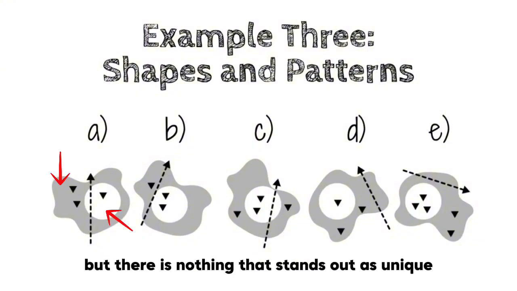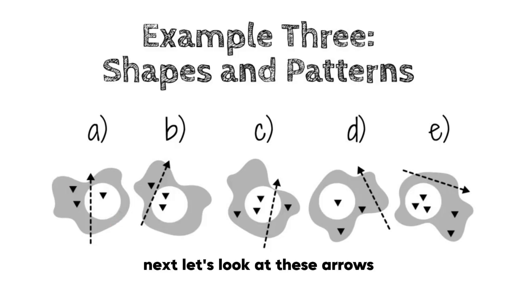Different shapes, but there is nothing that stands out as unique. Next, let's look at these arrows and see if that can give us some clues. Each arrow points in a different direction, but again, there is no single odd one out. Okay, let's examine triangles now. We'll begin by counting them.